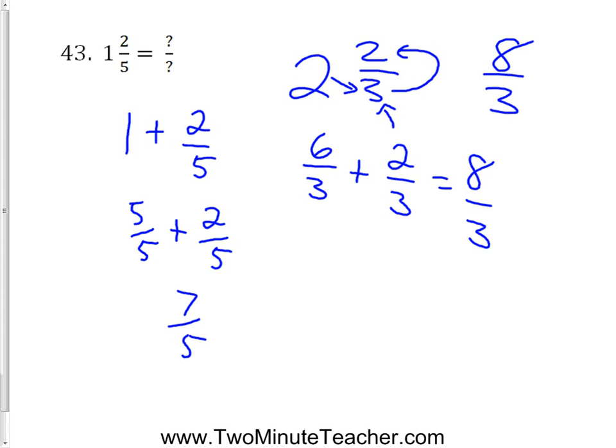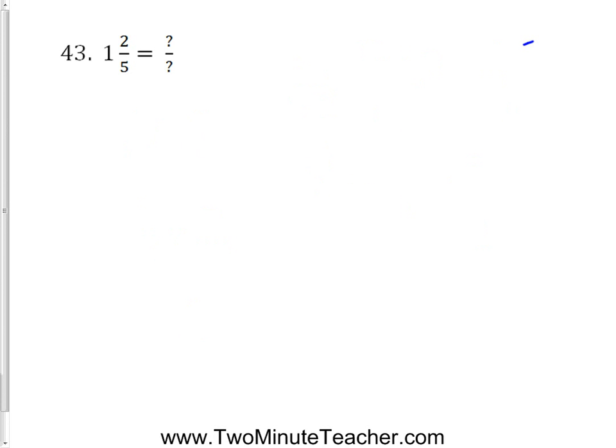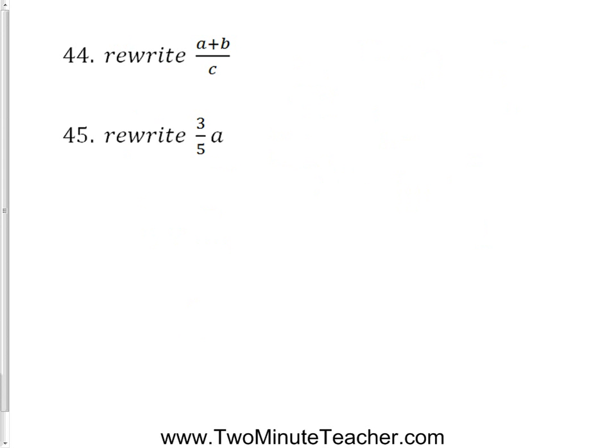All right, so let's look at one more kind of like that and just use the little trick. Let's say we had 3 and 4/5, and we wanted an improper fraction. We go 3 times 5 is 15, add the 4 makes 19/5. Okay, let's move on.